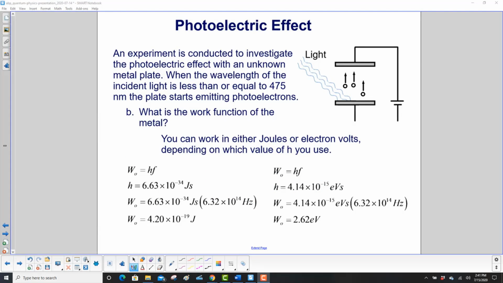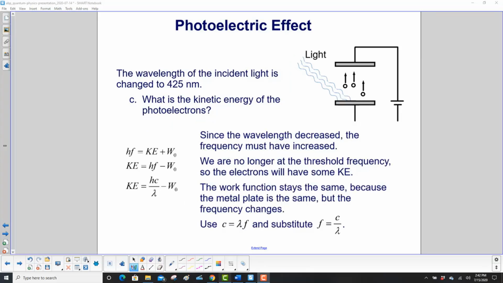What is the work function of the metal? Well, you can work, get it, little pun there, in either joules or electron volts, depending on which value of Planck's constant you choose. Here you choose the joule second one, and you get the work function is 4.20 times 10 to the minus 19th joules. On the right side, we use the eV second one. Both are equivalent, just slightly different units. And we get the work function is 2.62 electron volts.